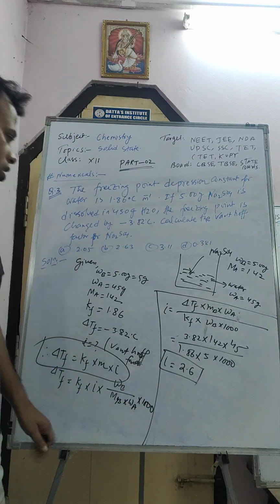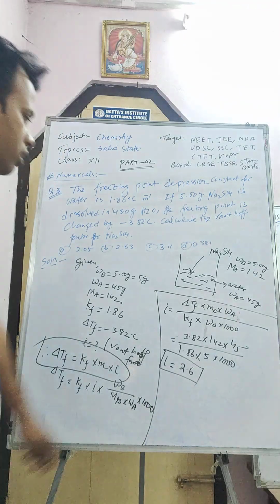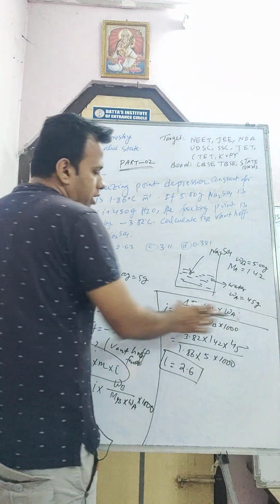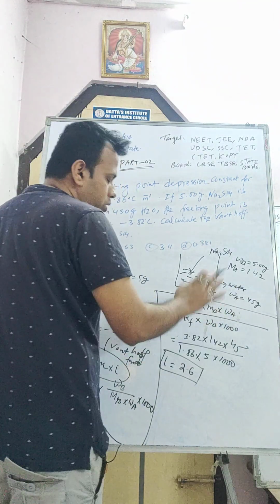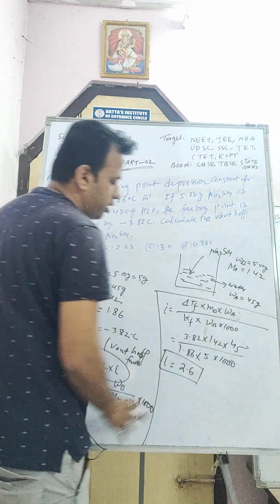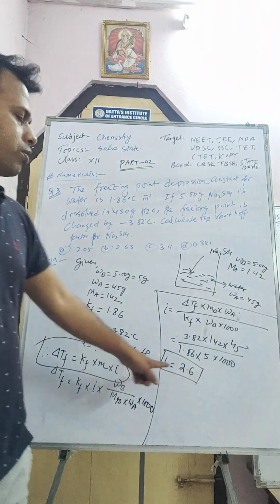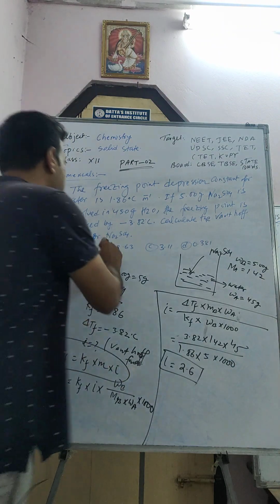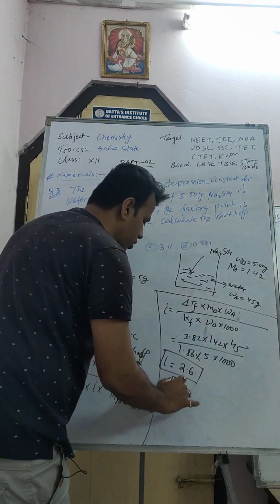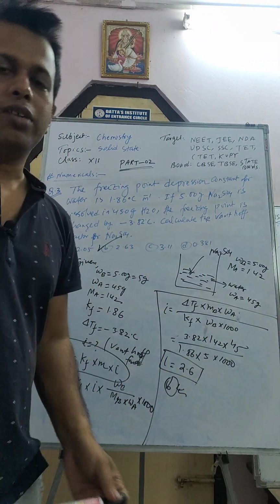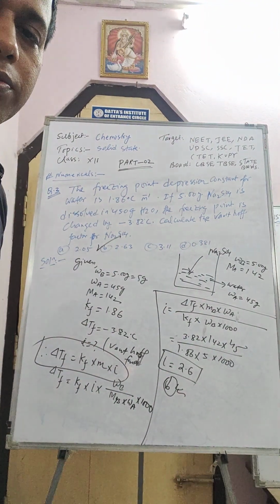Now I try to find out what i is. I is this one, and after putting the values and simplification, this will become 2.6 something. So which option is correct? Option B is correct. I hope this one is helpful for you.